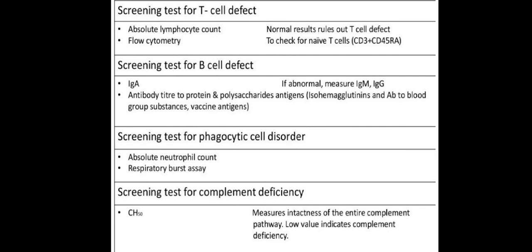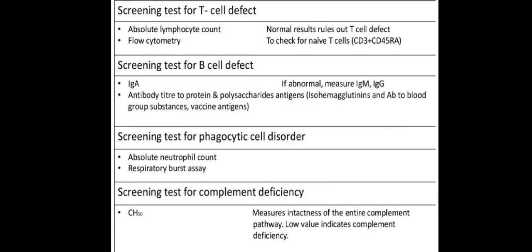So same thing. Absolute lymphocyte count: a normal count rules out most of the T cell disorders. If you suspect a B cell defect, first you have to do IgA, because immunoglobulin A deficiency is the most common among all the immunoglobulins. If it is found to be abnormal, then we go for IgG and IgM.